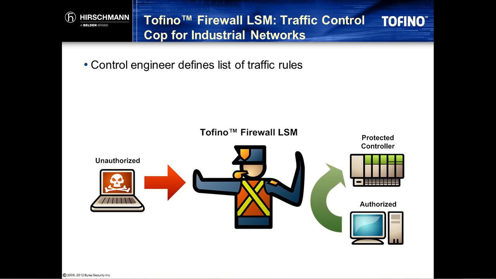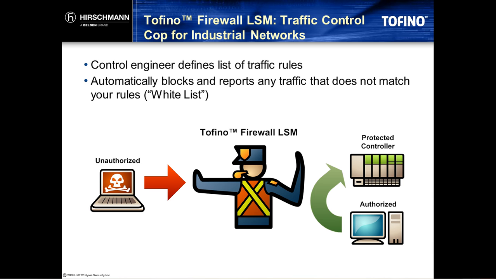So the firewall is like a traffic cop. Essentially, the control engineer, when he configures the Tofino system, will specify to the firewall which devices are allowed to talk to each other and what protocols they're allowed to use. The Tofino firewall behaves like a whitelist. This means that if any traffic shows up that does not match a rule in your firewall rule list, then that traffic will be blocked. And it will also generate an alarm message for that traffic.